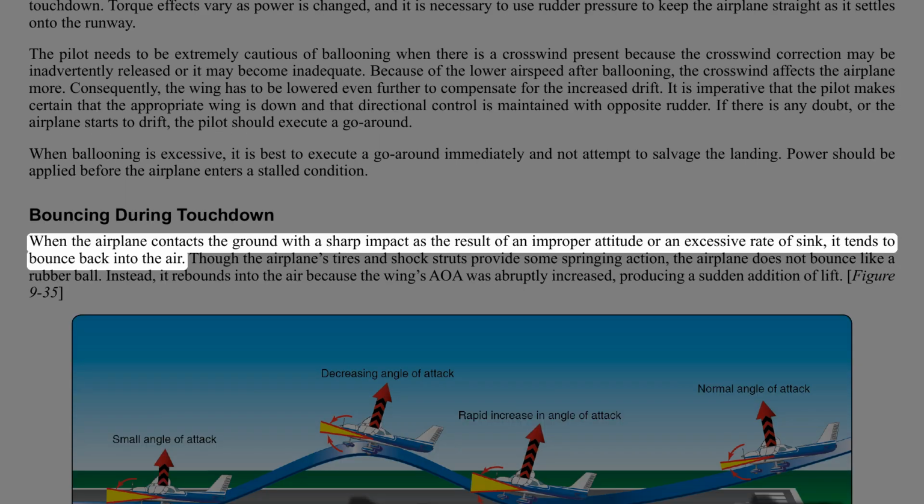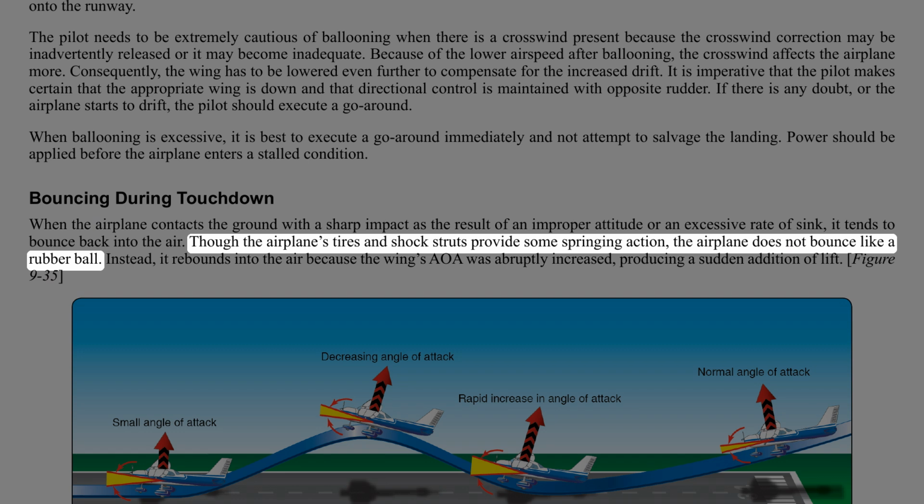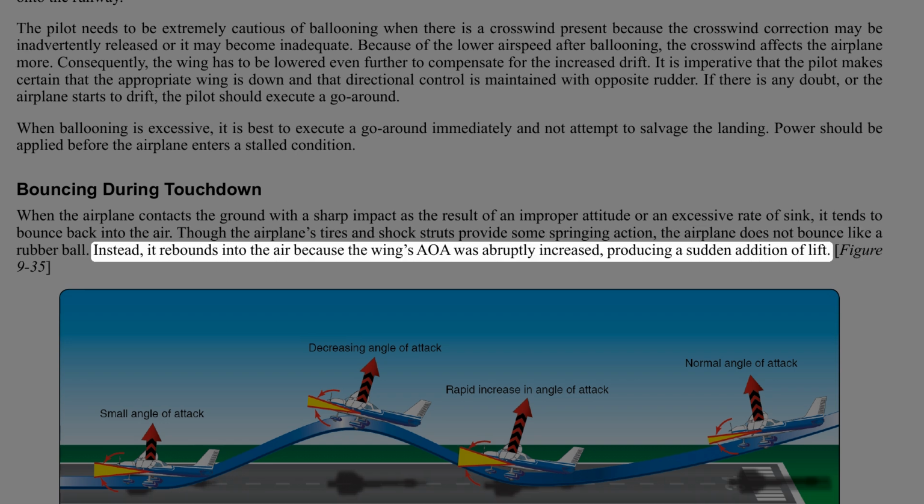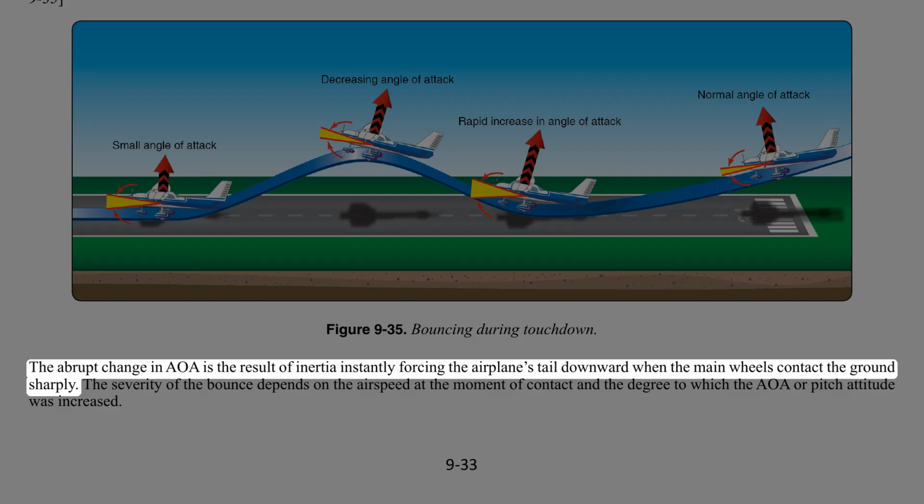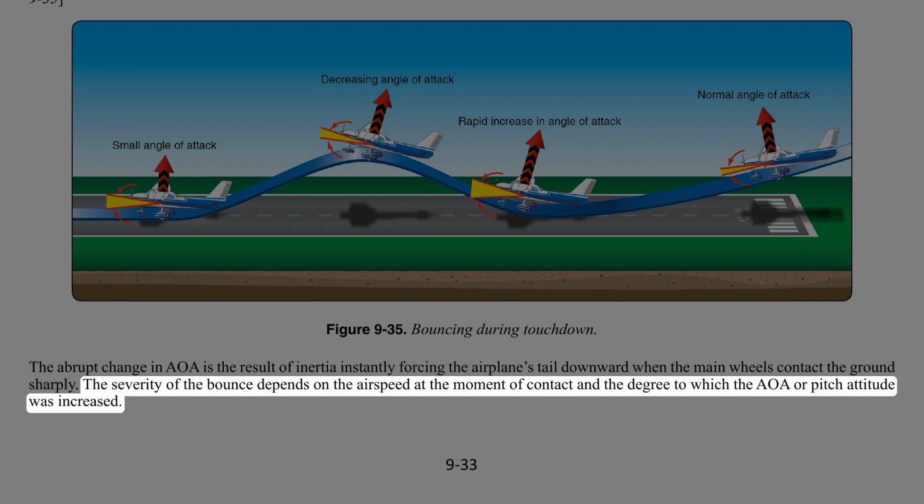Bouncing during touchdown. When the airplane contacts the ground with a sharp impact as the result of an improper attitude or an excessive rate of sink, it tends to bounce back into the air. Though the airplane's tires and shock struts provide some springing action, the airplane does not bounce like a rubber ball. Instead, it rebounds into the air because the wing's AOA was abruptly increased, producing a sudden addition of lift. The abrupt change in AOA is the result of inertia instantly forcing the airplane's tail downward when the main wheels contact the ground sharply. The severity of the bounce depends on the airspeed at the moment of contact and the degree to which the AOA or pitch attitude was increased.